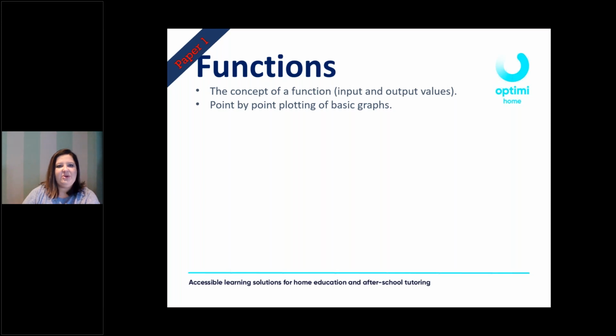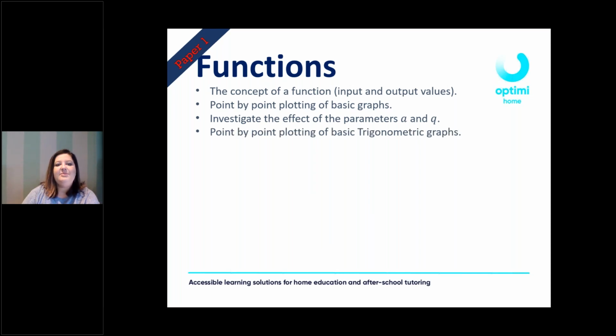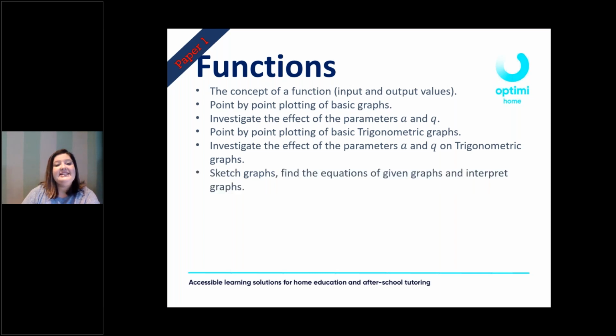Then we are going to do point-by-point plotting of basic graphs, investigate the effect of the parameters a and q, point-by-point plotting of basic trigonometric graphs, investigate the effect of the parameters a and q on trigonometric graphs, sketching of graphs, find the equation of given graphs, and interpret graphs.